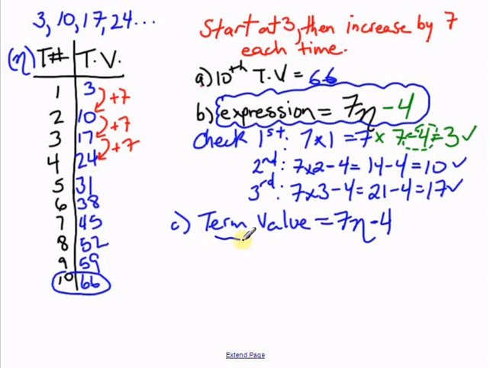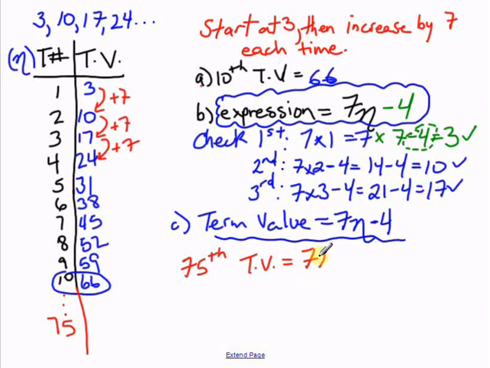All right. So what I was asked to do last is, what's the 75th number in the pattern? So again, I don't want to make a chart 75 entries long. I'm going to use my term value expression here. So n is 75. So to get the 75th term value, I'm going to do 7 times 75, take away 4.